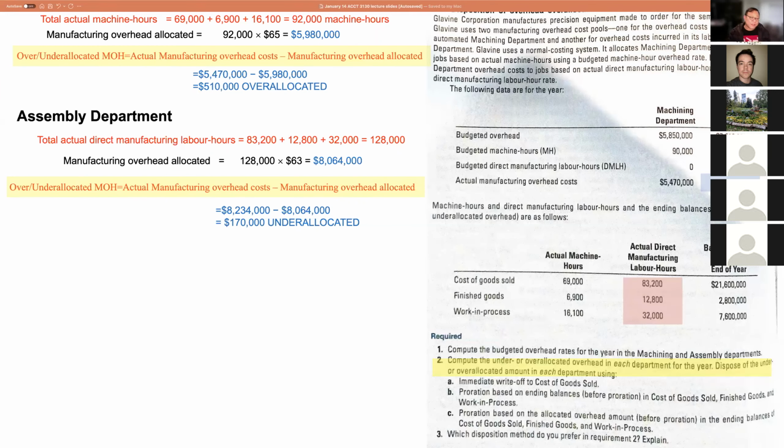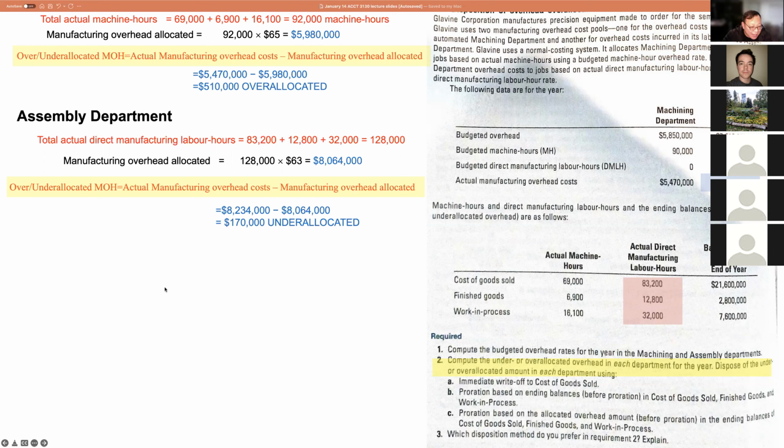So under applied is the opposite. During the year, you didn't apply enough, so your cost of goods sold amount is lower. So now you have to debit the cost of goods sold to increase it. So are we clear? If it's over applied, you reduce cost of goods sold. If it's under applied, you increase cost of goods sold.